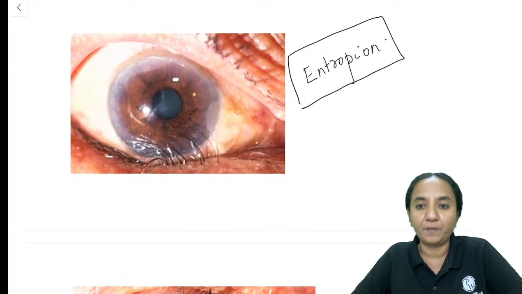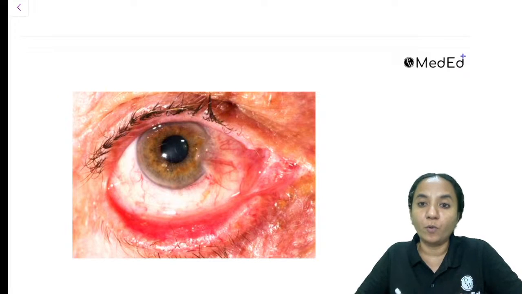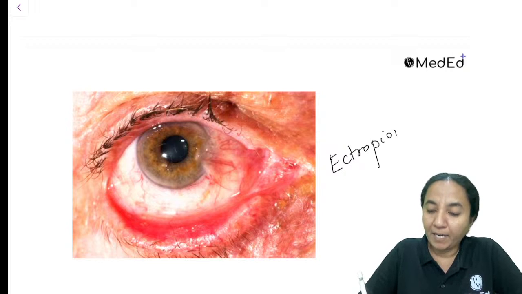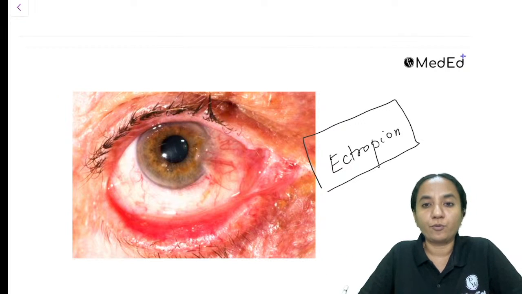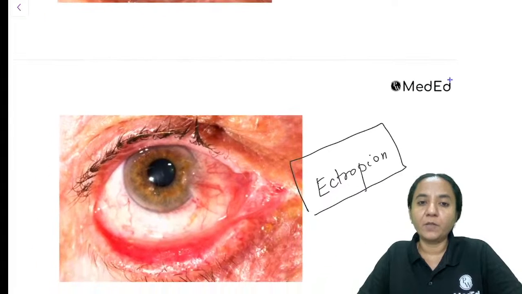This is entropion. Opposite of this one, the lid margin is turned outwards. So see, the conjunctiva is exposed. This is ectropion. The lid margin is turned outwards and so the conjunctiva is exposed. This is ectropion. So this one entropion, this one ectropion.